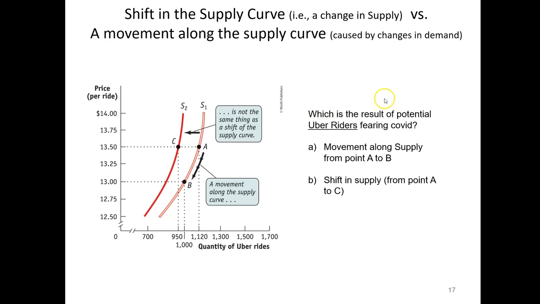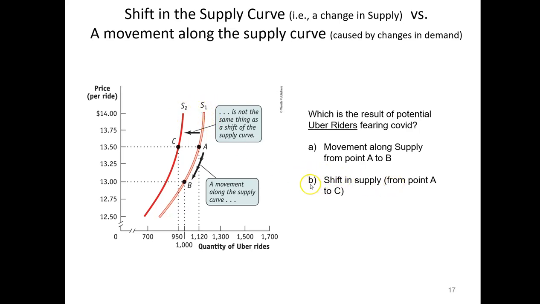Well, we're analyzing how the demand change is impacting the seller market, and that's going to be a moving down the supply curve, answer A, right? The shift in supply is saying, you know what, even if the price of Uber rides, something would have to happen for fewer Uber drivers to be willing to supply Uber rides at $13.50 for us to move from supply one to supply two.